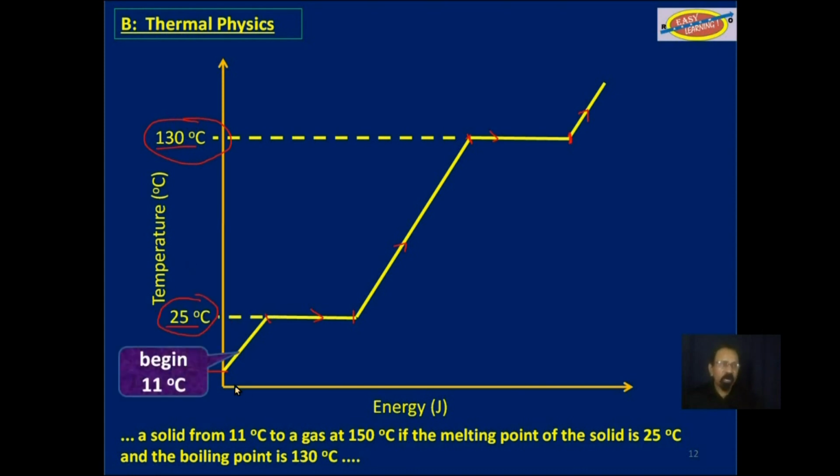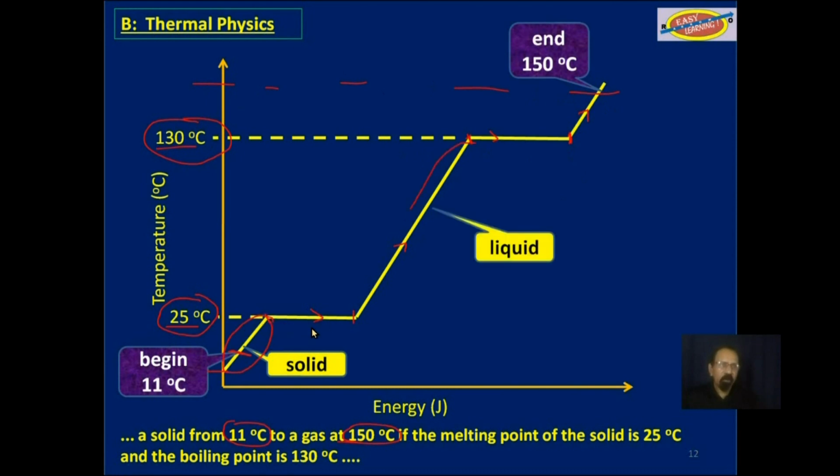So where are we starting? We are starting somewhere here, below 25. We are beginning at 11 degrees Celsius, and we need to go to 150. Now, this here is 130. So 150 may be somewhere here. This is just a sketch. At this point, we have solid. At this point here, we have liquid. And at this point here, we have gas.